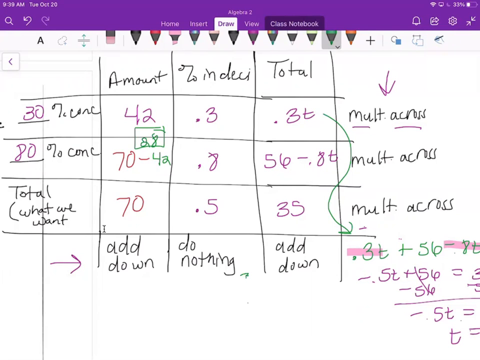Again, I like to make the table because it just helps. You can generally multiply across, add down, and then that gives you an equation, and that equation only has one variable. Now there is more than one way to solve this, but again, I'm trying to keep it cohesive since many of you guys will be going on to pre-calc next year, and this is how they teach you in pre-calculus.